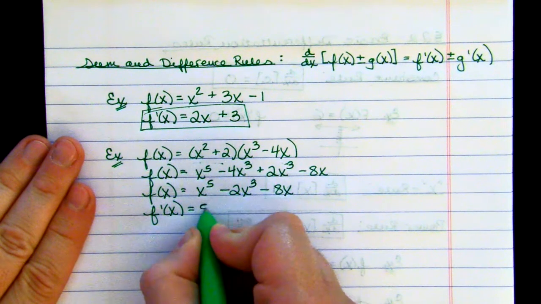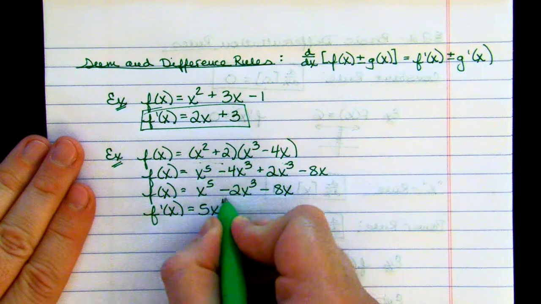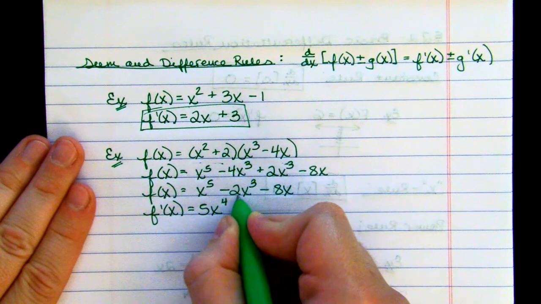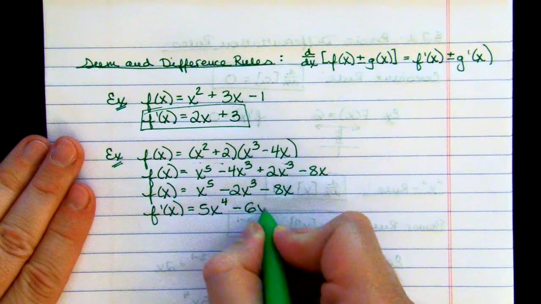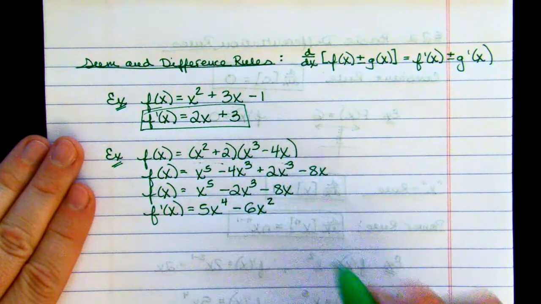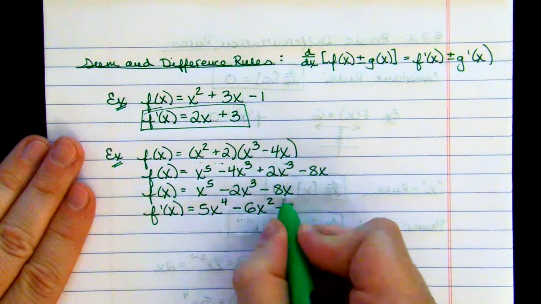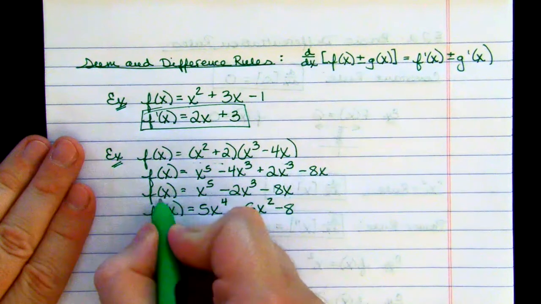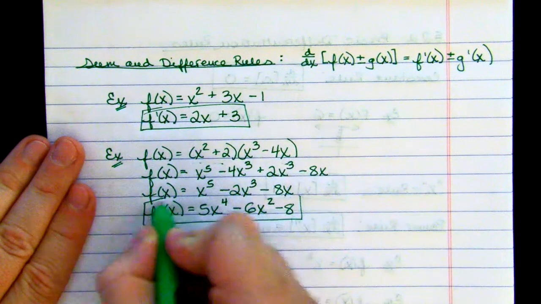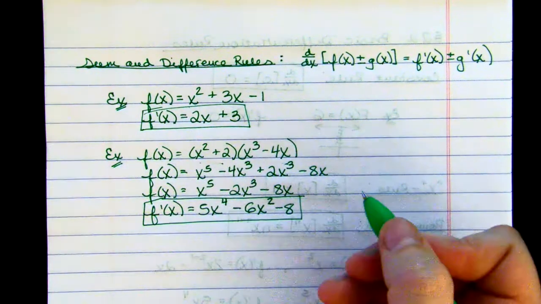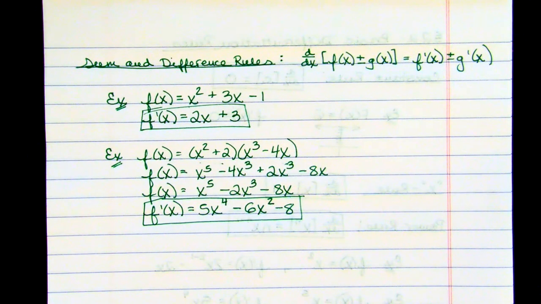Okay, pull down the power, 5x to the, subtract 1 from the power, 4th, minus, pull down the power, 2 times 3 is 6, x to the, subtract 1 from the power, you get 2, minus 8 times the derivative of x, which is 1. And there we are. F prime of x equals 5x to the 4th minus 6x squared minus 8.